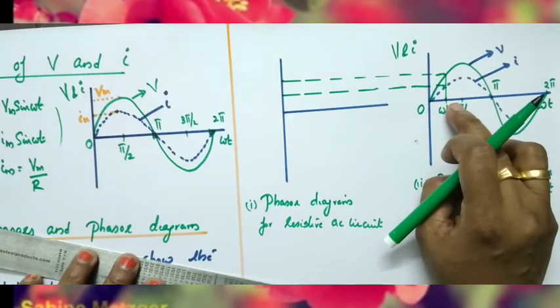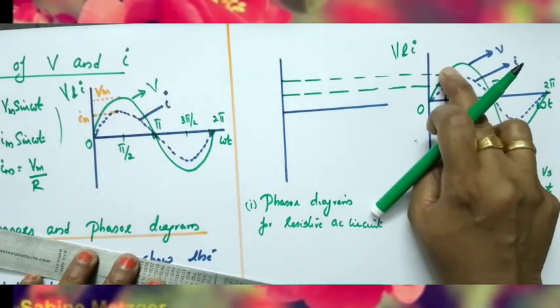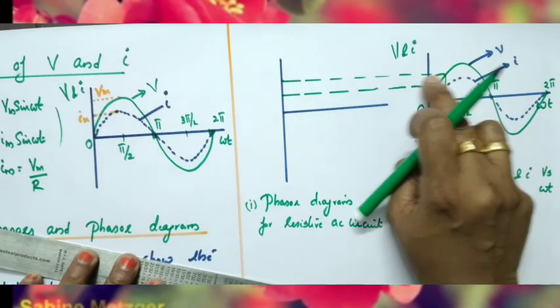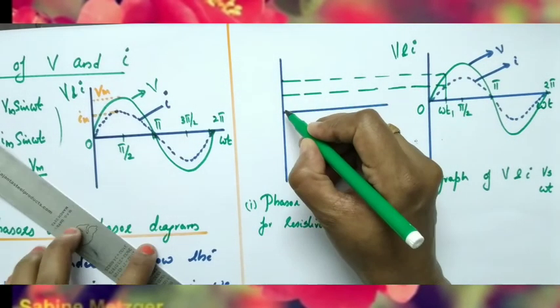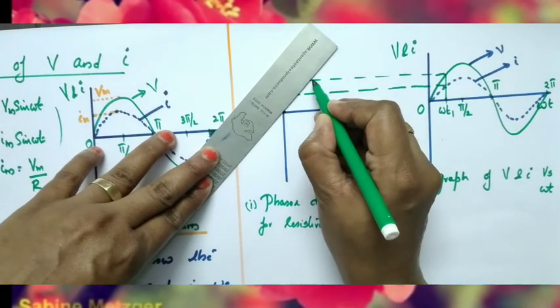So consider an angle between 0 and pi by 2. Let that angle be omega t1. From that, draw a perpendicular so that it touches the voltage curve and the current curve. From that point, draw a perpendicular like this. Here also draw a perpendicular. Now from the origin, this is the origin, draw a vector.